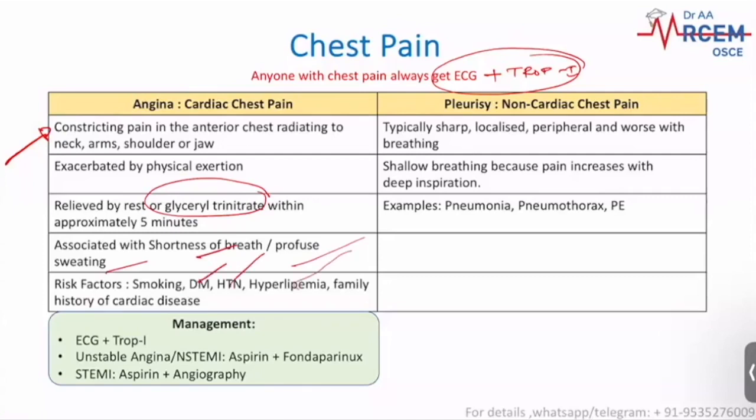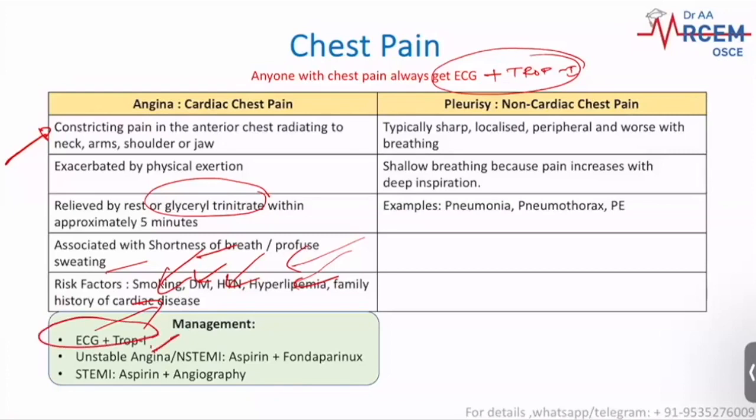Along with that, in the past medical history, ask for risk factors: diabetes, hypertension, hyperlipidemia, family history of cardiac diseases, smoking. Ask for all these risk factors. It is very important to cover these risk factors. Do not forget to get an ECG and trop I, minimum, for cardiac chest pain. Do not forget.